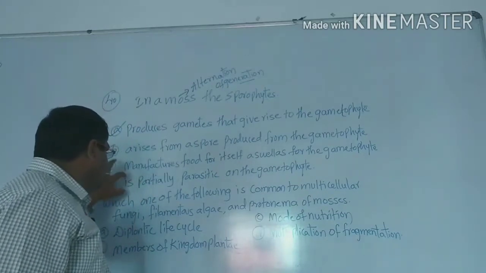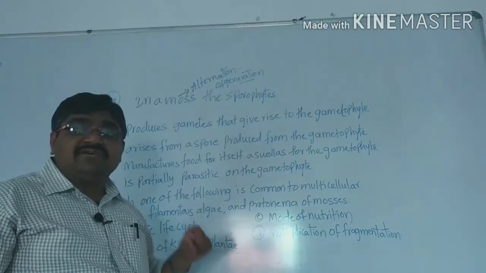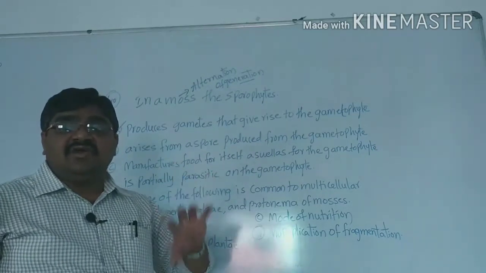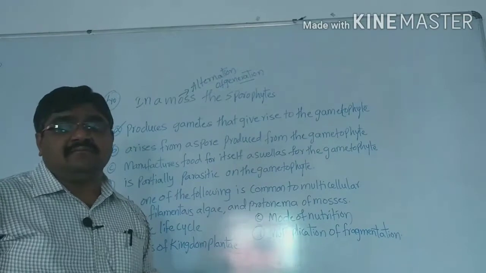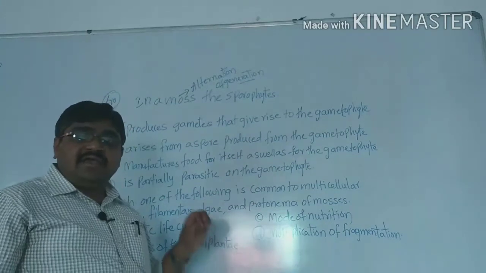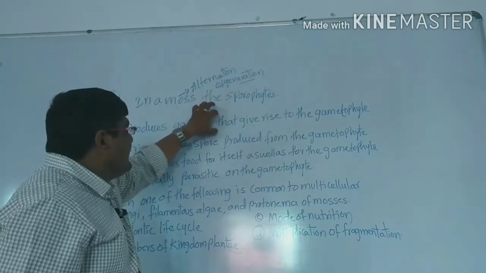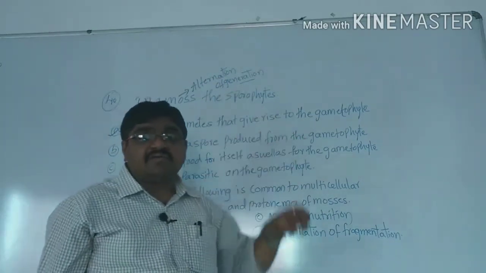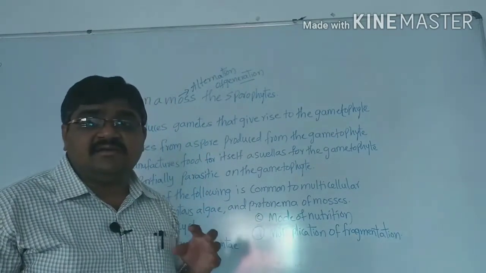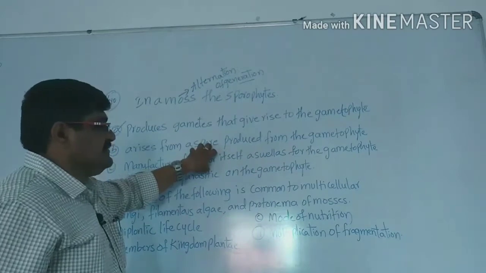Sometimes D may also be shown as a correct answer. But the main function of the sporophyte is to produce the gametophyte only. It is partially parasitic on the gametophyte, that is correct, but the main theme of the sporophyte is to produce the gametes and give rise to a gametophyte only. So the first option is the correct answer, but the remaining are not correct.